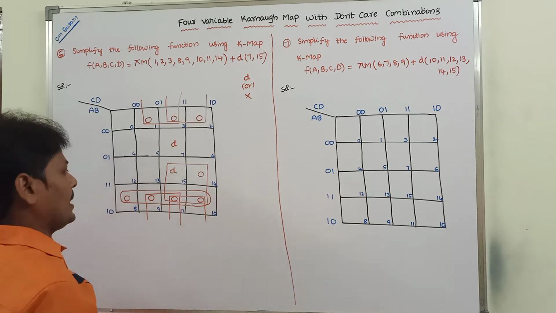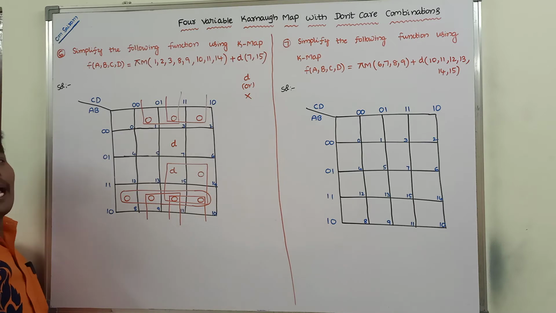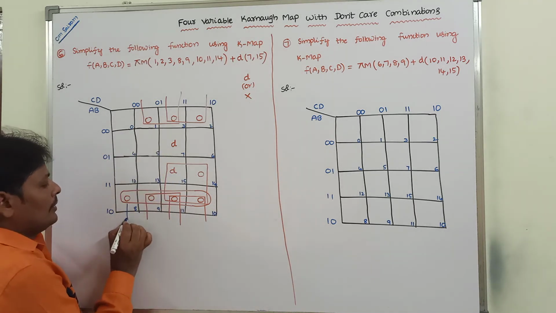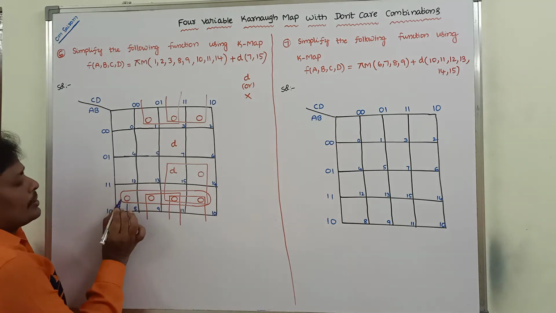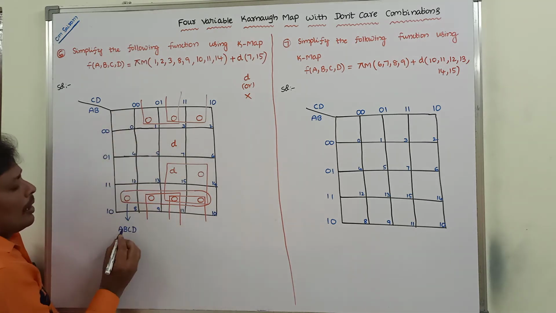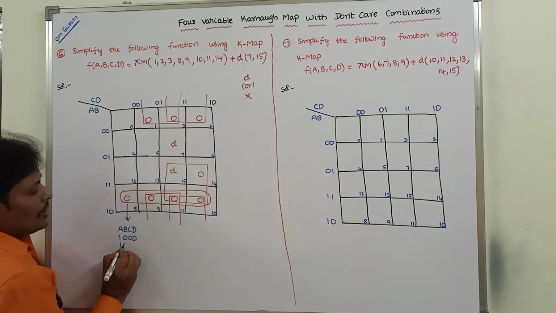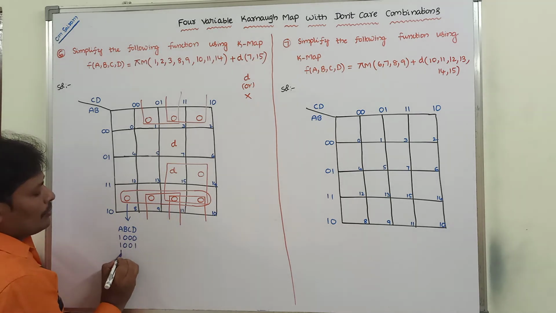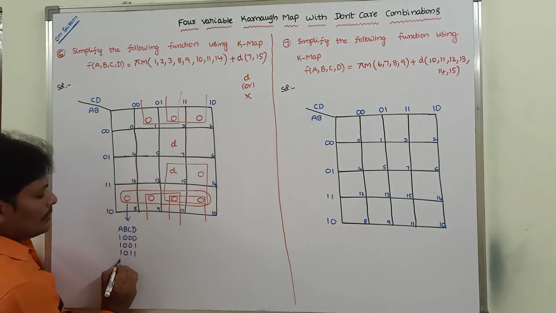Okay, next, what are the simplified expressions we are getting from these quads? First, this quad, with A, B, C, D. For this 0, row wise 1 0, column wise 0 0, so 1 0 0 0. For this 0, row wise 1 0, column wise 0 1. For this 0, row wise 1 0, column wise 1 1. For this 0, row wise 1 0, column wise 1 0.